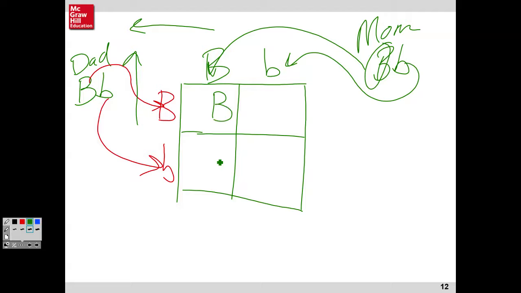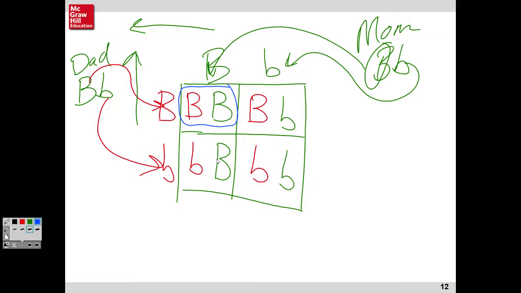Mom could contribute a dominant allele, or mom could contribute a recessive allele to her kiddo. On the same token, dad can contribute a dominant allele, or dad can contribute a recessive allele. Now, as we look at these potential genotypes of the kiddos, one potential genotype for the kiddo would be if mom contributed a dominant and dad contributed a dominant. What is this genotype called? Not heterozygous dominant, homozygous dominant. So one potential genotype is homozygous dominant. Another potential genotype is the opposite. It's homozygous recessive.